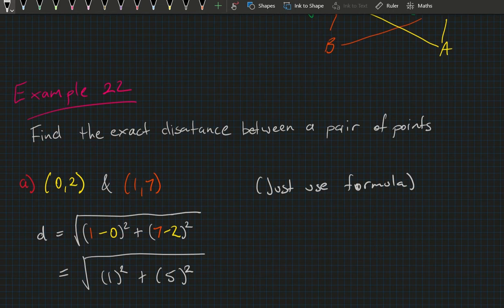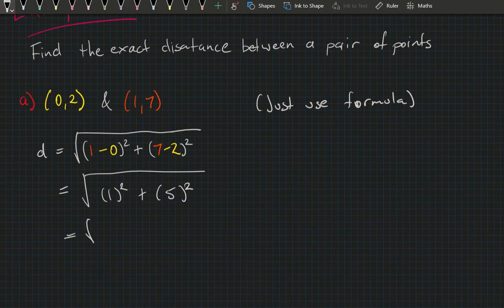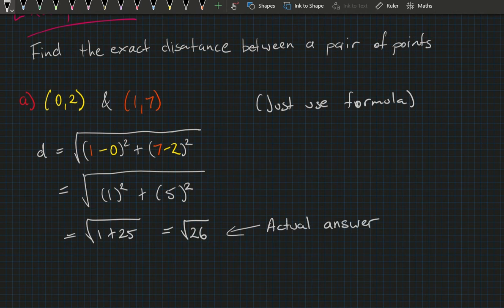Okay, so 1 squared is 1 and 5 squared is 25. So this is equal to the square root of 1 plus 25, which equals the square root of 26. Now the question asked me to find the exact distance of the pair of points. So the real answer is the square root of 26, because estimating in a calculator is not exact. However, you may want to know what the square root of 26 is. I'm sure you'll know it's near 5.